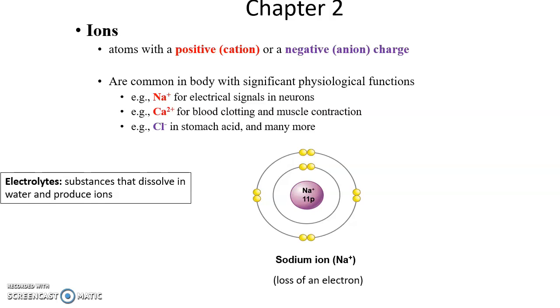And things that are able to dissolve in water and produce ions are called electrolytes. So an electrolyte is a chemical, a molecule, or atom that, when dissolved in water, produces ions. And these ions can be extremely important physiologically. So, for instance, sodium ions, very important for electrical signaling with the neurons in our brain and spinal cord. Calcium ions, very important for muscle contractions, blood clotting. Chloride ions, important for stomach acids. So electrolytes are very important for the function of the human body.